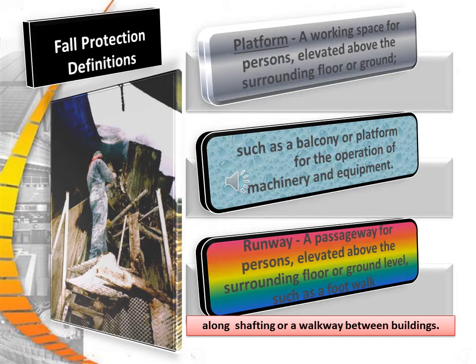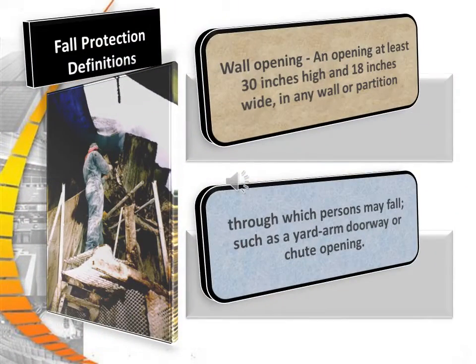A runway is defined as a passageway for persons elevated above the surrounding floor and ground level, such as a footwalk, along with shafting and or walkway between buildings. A wall opening is defined as an opening at least 30 inches high, 18 inches wide in any wall or partition through which persons may fall, such as a yard arm, doorway, or chute opening.